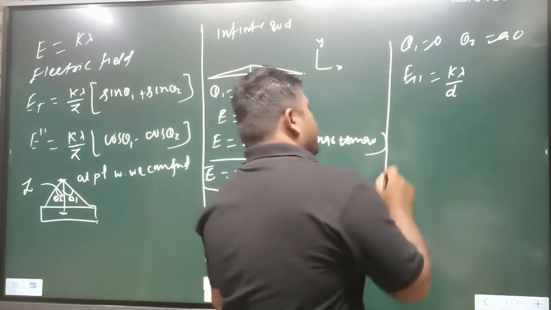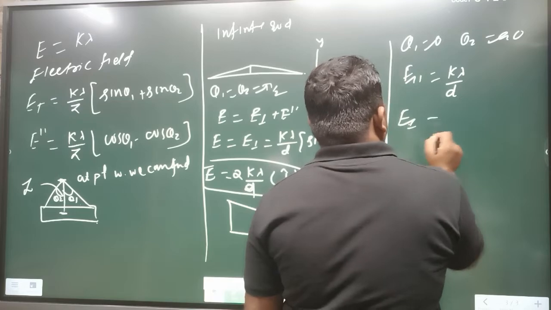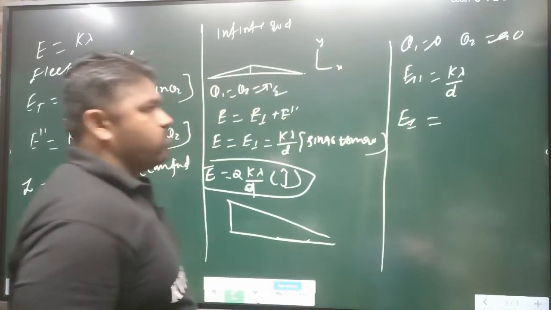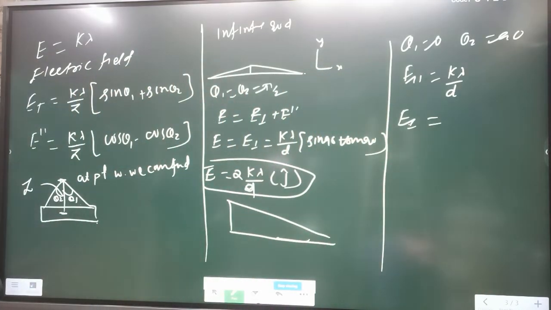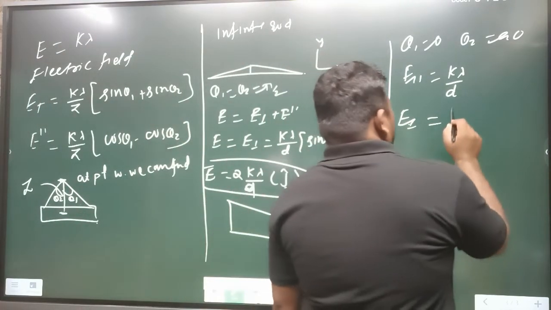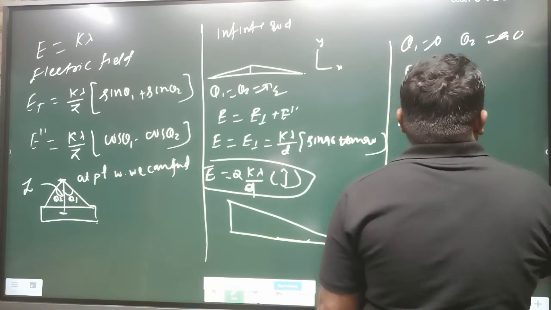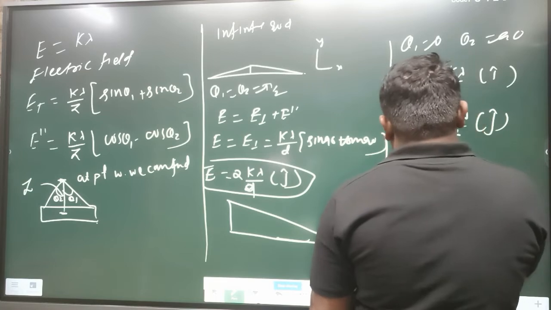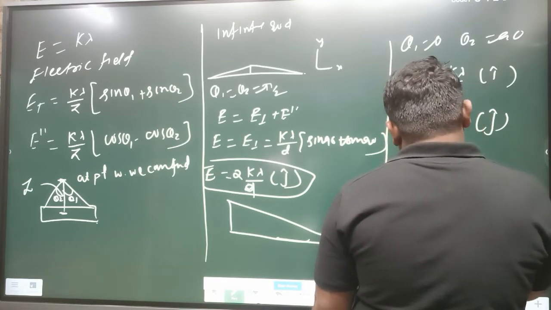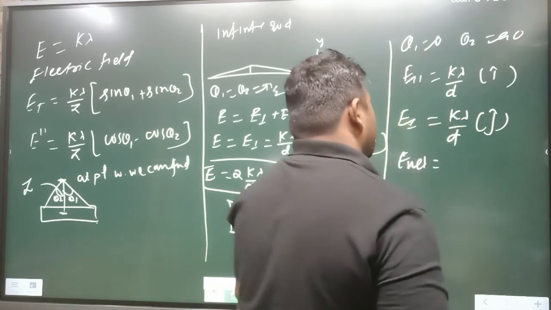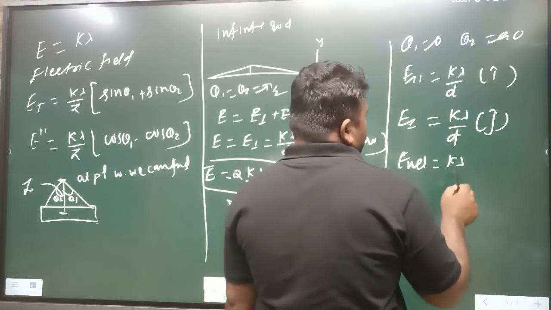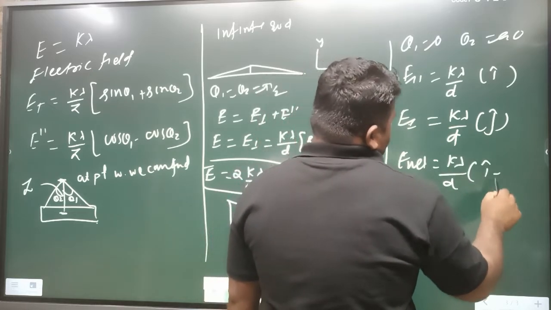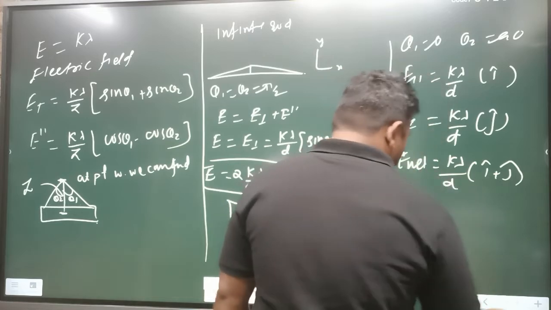E perpendicular is K lambda by D. Yes or no? Direction: J direction, sir. K lambda upon D. Here we consider this one is J cap, here is I cap. Then E net is equal to K lambda upon D, I cap plus J cap. Okay. Next.